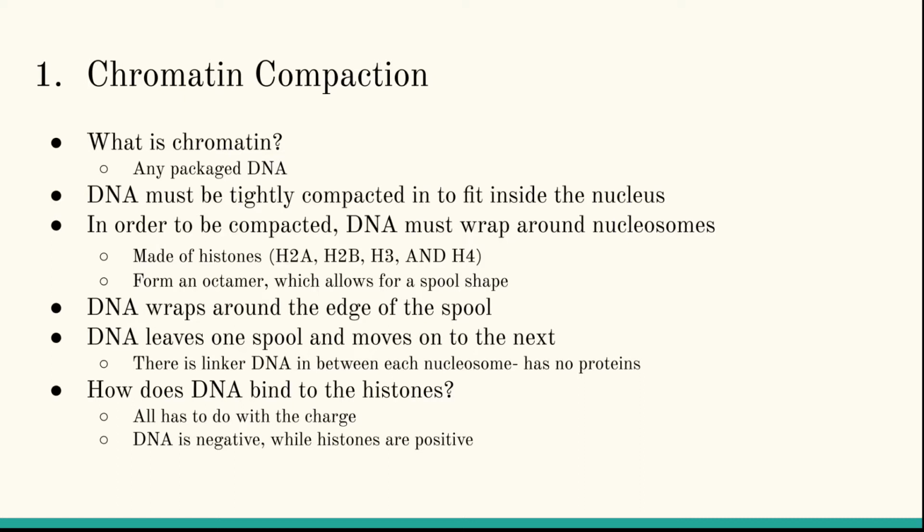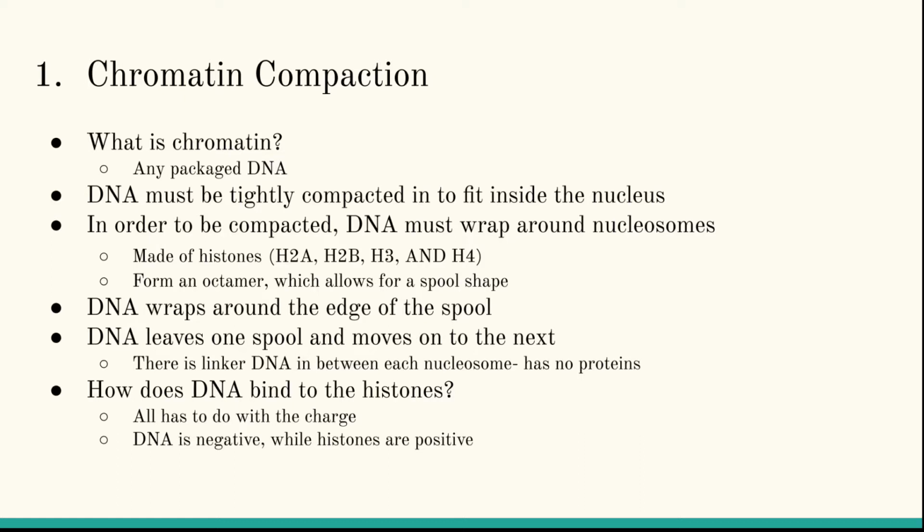So the first thing that comes up is, what exactly is chromatin? Chromatin can be defined as any packaged DNA. So DNA has to be compacted in order to fit inside the nucleus. An example of this and why it's necessary is just chromosome 22 contains about 1.5 centimeters of DNA when it is linear. Do we think 1.5 centimeters is going to fit inside one single nucleus? No. So it needs to be compacted in order to allow all the information to fit.